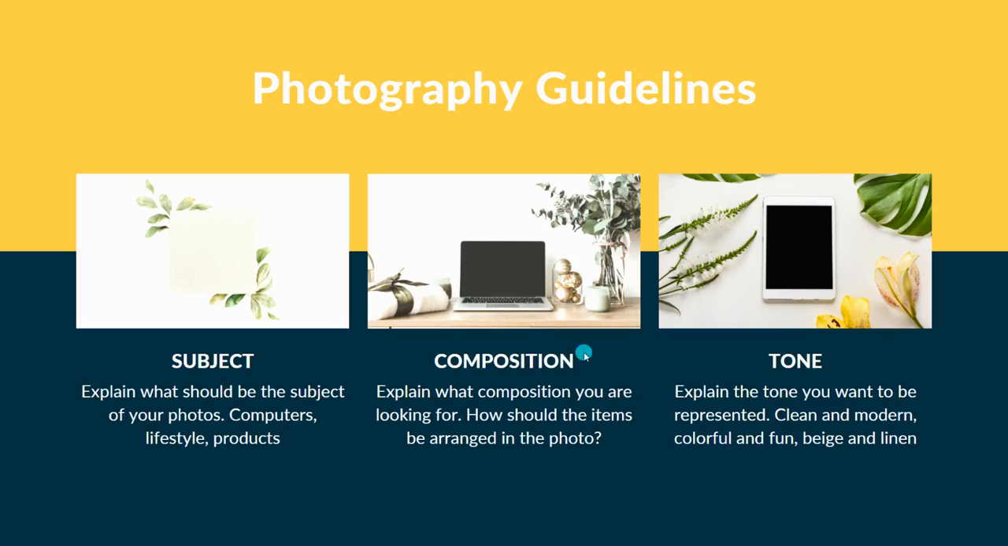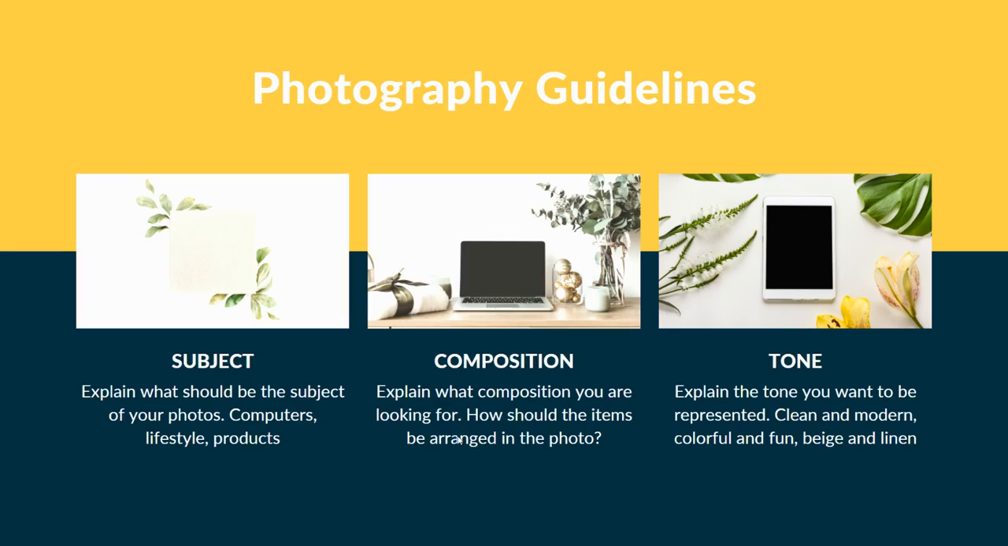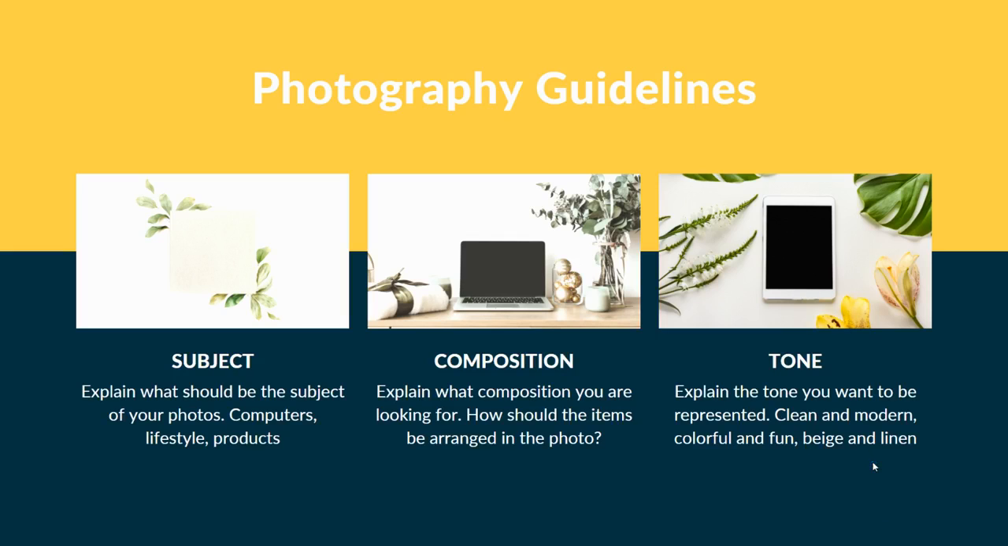Then explain the composition of the photography that you're looking for. Composition is how the items should be arranged in the photo. And then tone, explain the tone you want to be represented. Do you want them to be clean and modern, or colorful and fun? Maybe more beige and linen. These are all things that you'll want to think about when you're using photography for your social media or just your website in general.